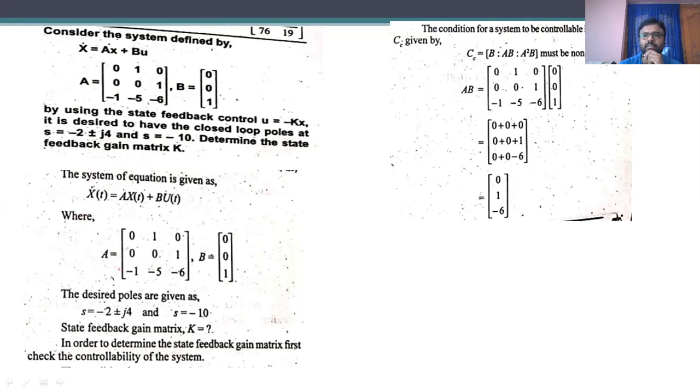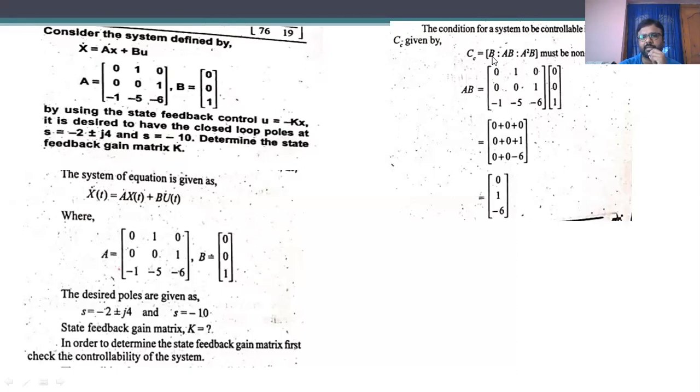Initially we need to check whether this particular system is controllable or not. The condition for controllability: the order of the matrix is 3 by 3, which means three columns are going to be there in the controllability matrix, that is B, AB and A square B. These are the elements that have to be present in the controllability matrix.